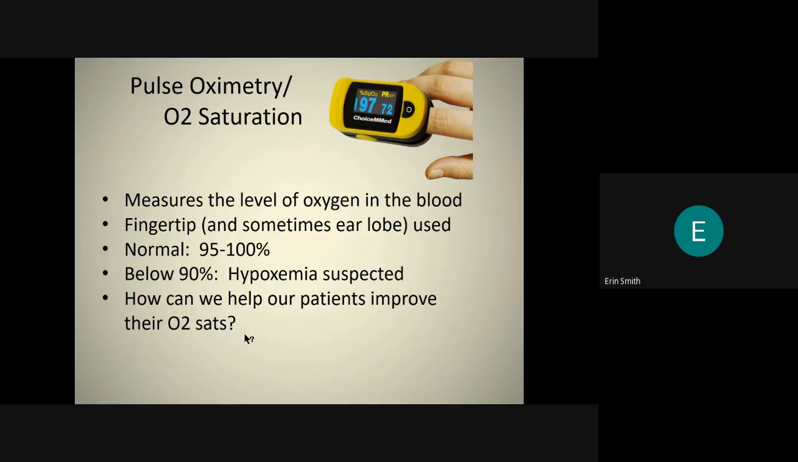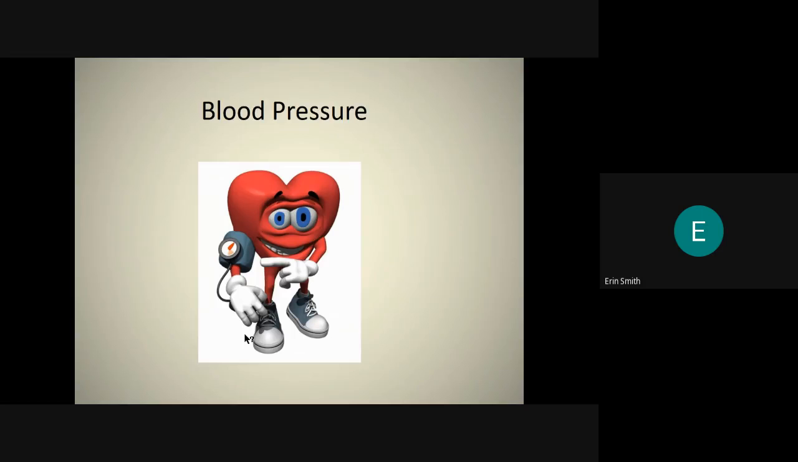So if you see hypoxemia and you're thinking, oh my gosh, what does that mean? Just try to break down the word. Hypo means decreased, ox means oxygen, emia means blood. All right, so let's go ahead and talk about blood pressure before we end this recording.